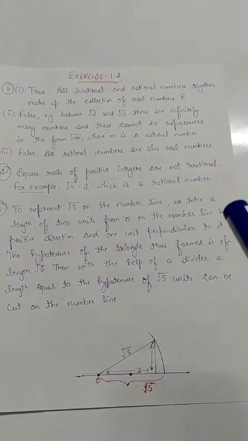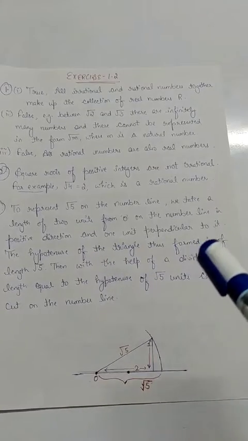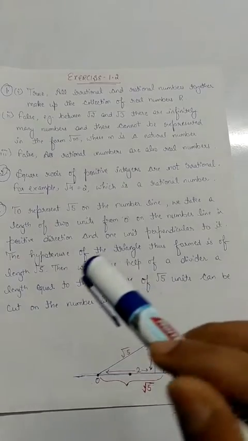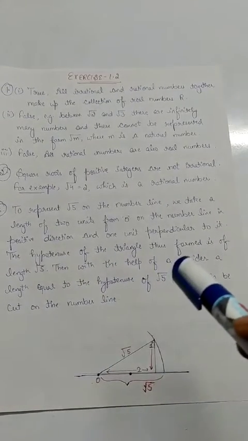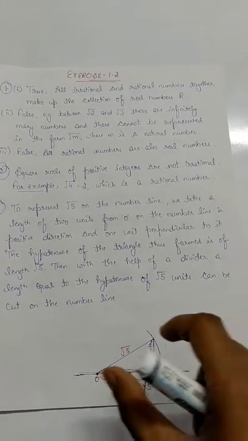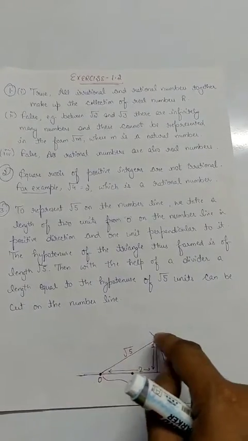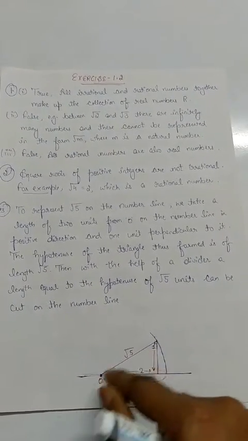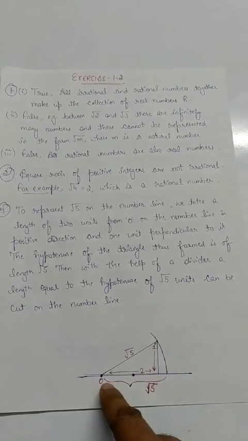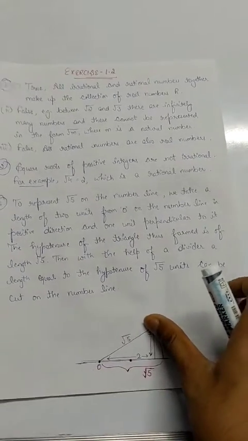Now from the point O on the number line in the positive direction and 1 unit perpendicular to it, draw a perpendicular of 1 unit. The hypotenuse of the triangle thus formed is of length √5. What we have to do, just take the arc, mark it over here and join these points. This will give us the value of √5 on the number line. From point O to this point, it gives us the length of √5 units.